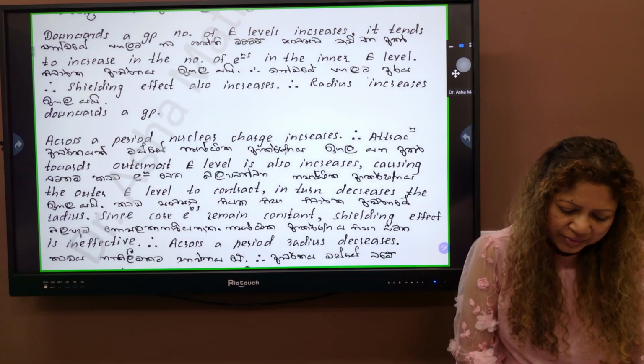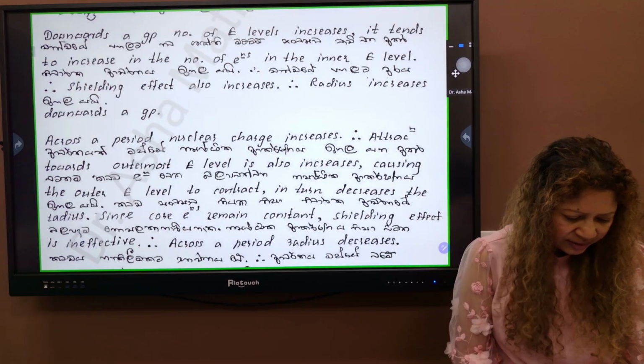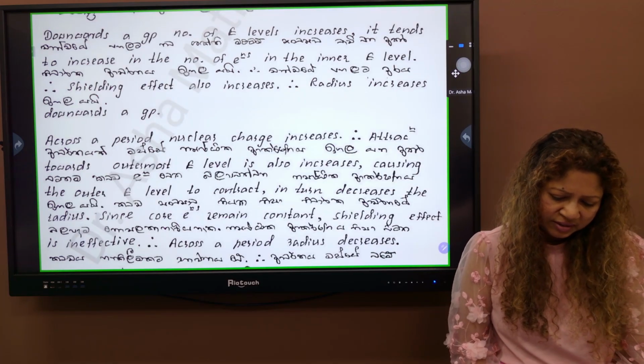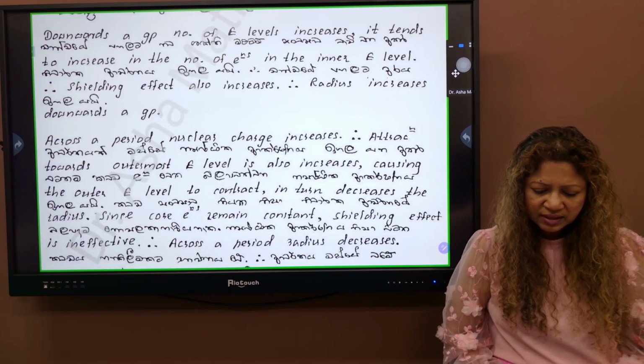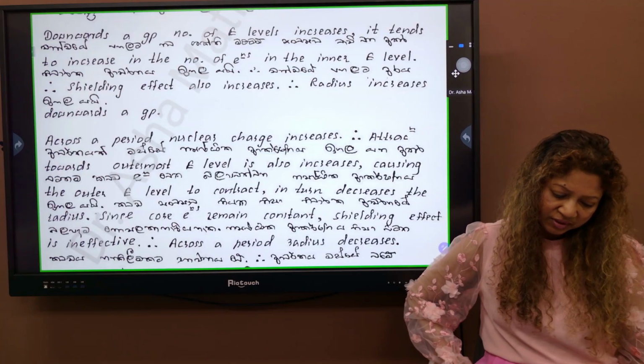Down as a group, the number of energy levels increases. It tends to increase the number of electrons in the inner energy levels. Therefore, the shielding effect also increases. Therefore, the radius increases down a group.